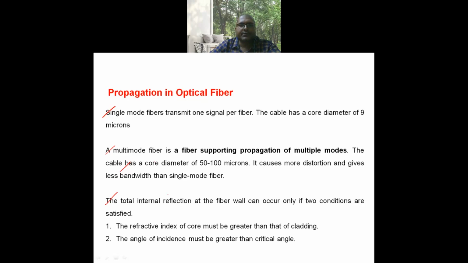The total internal reflection at the fiber wall can occur only if two conditions are satisfied. Condition 1: the refractive index of the core must be greater than that of the cladding, that is, n1 greater than n2. Condition 2: the angle of incidence must be greater than the critical angle.